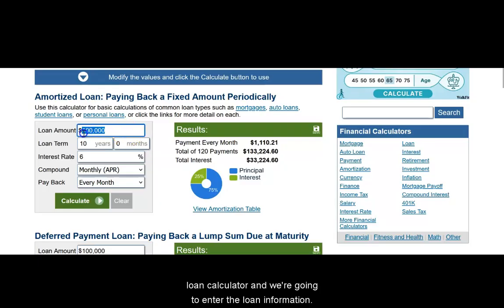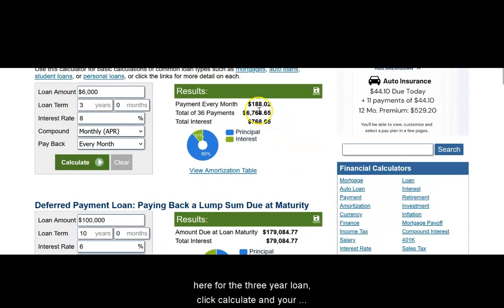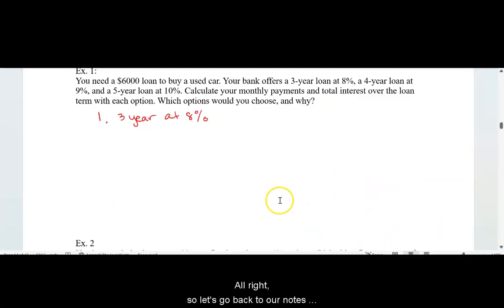And we're going to enter the loan information. It says you're going to be buying a car for $6,000, or that's what the loan will be for. So we're going to assume maybe you put a down payment, or maybe you traded in a car. The loan term is for 3 years, and it's at 8% interest. And I'm going to keep it at monthly because it says in the problem that you're going to be making monthly payments. All right, so we've got our information here for the 3-year loan. Click calculate. And your payment, you can see right here, is $188.02.